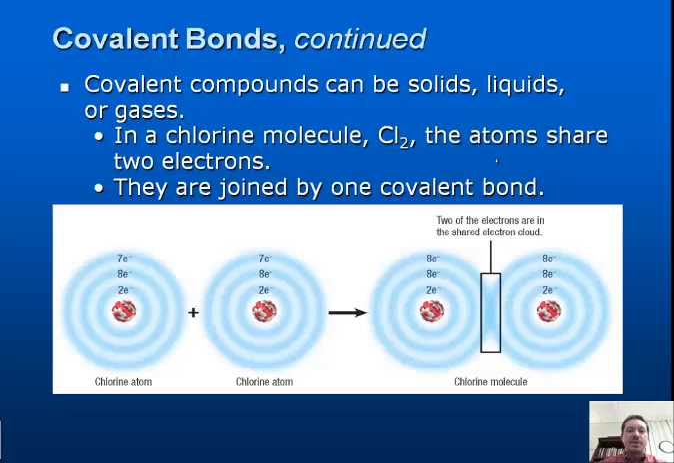So here's another way to represent this. Chlorine atom with 7 valence electrons is bonded to another chlorine atom with 7 valence electrons. When they come together, we've got this covalent bond. So now each chlorine thinks it's got 8 valence electrons, even though at any given time the electrons may be more on this atom, or they might be more in here, or maybe they're in the middle. So we don't know for sure.